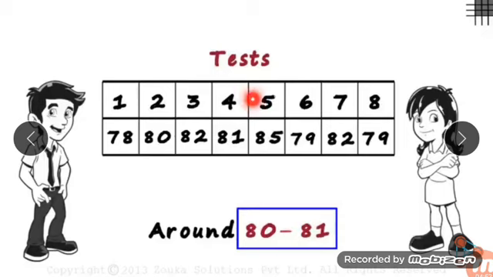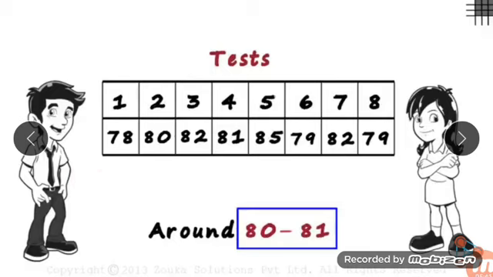Why? Because majority of the marks in 8 tests are near about 80 to 81. So his average marks may be between 80 till 81. So if he will tell his average marks, it will be more convenient, as he is representing his marks by a single value, which is more convenient rather than telling his marks in each different test.